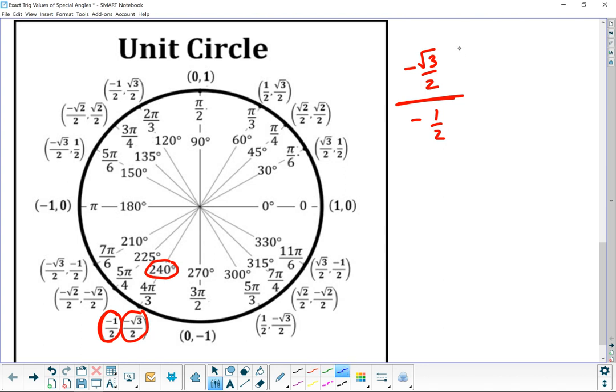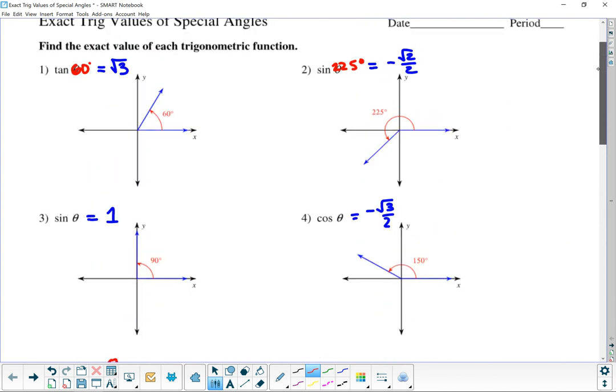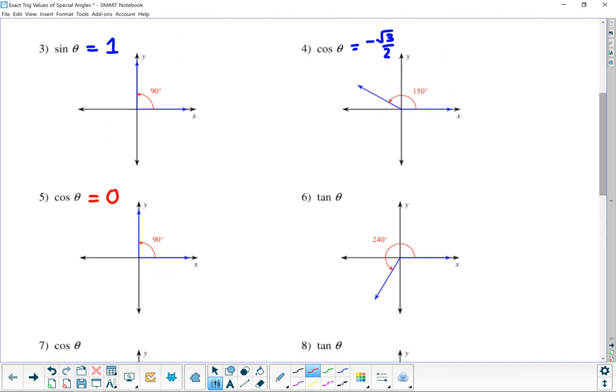This one, I'm going to go ahead and use the same strategy. I'm going to multiply both the top and bottom by 2, or you can write it as 2 over 1. By doing that, your 2's are going to be diagonal from each other, and they're going to cancel. And you're going to be left with negative radical 3 over negative 1, which at the end of the day makes positive radical 3. Okay, so number 6, positive radical 3.